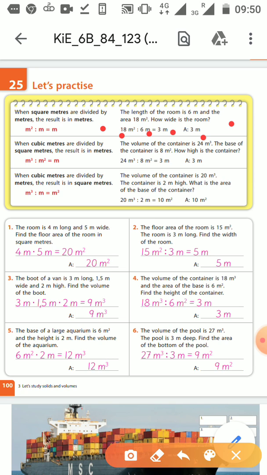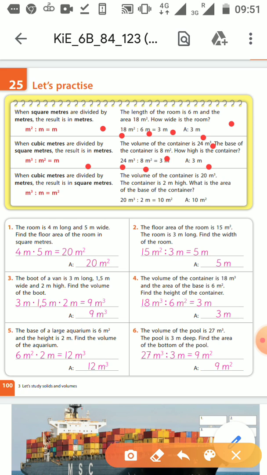So you've got your length and you've got your area, and your answer there is the width, 3 meters. Next one, if you're given the answer of cubic meters, okay, and you are given the square meters, what you've got to work out is the meters. So the volume of the container, imagine it's a big cube, is 24 meters cubed. And the base is 8 meters squared. All right, so you know the full area of the base. How high is it? So you do 24 divided by 8 equals 3 meters.